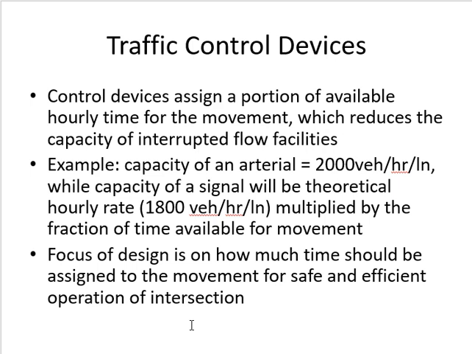So in this sort of way, they have given an example that without a signal, a straight road may handle 2000 vehicles per hour per lane. With a signal, less time will be available and it may be only 1800. So the focus of traffic control devices is to see how much time should be assigned for safe and efficient operation of the intersection. Obviously safety is the main concern here, but at the same time we want the time to be proportionally divided. So a movement which has more volume, we want it to have more time as well, and vice versa.